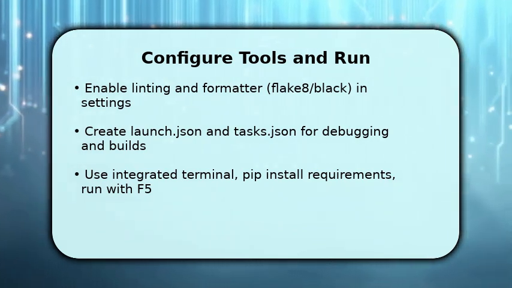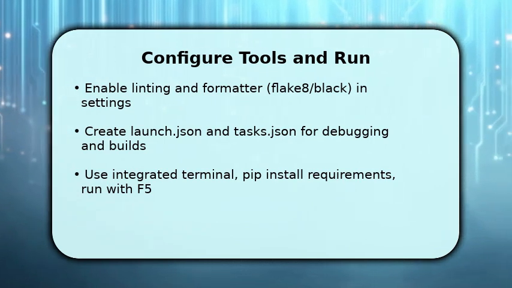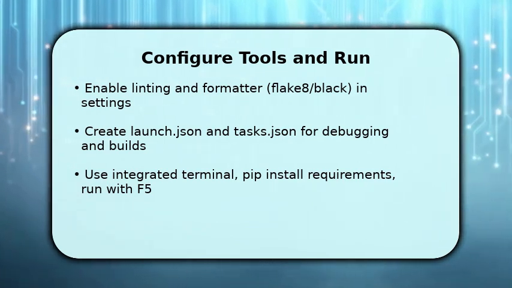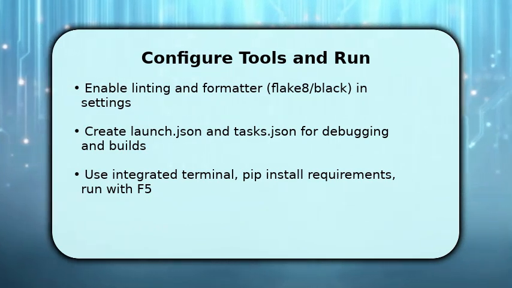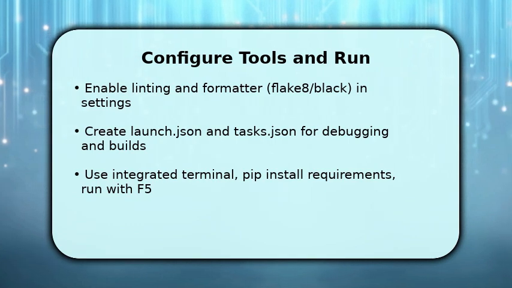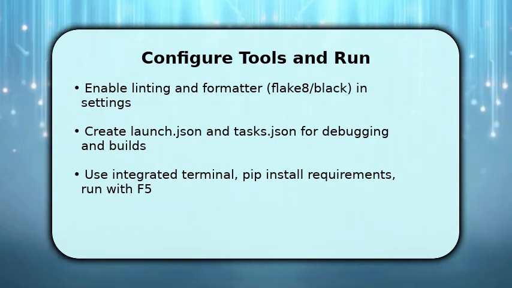Use the integrated terminal to activate .venv and pip install -r requirements.txt. Once everything's configured, press F5 to run or step through code. Debugging uses breakpoints and variable viewers to reveal runtime state.